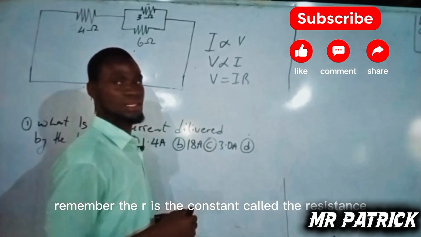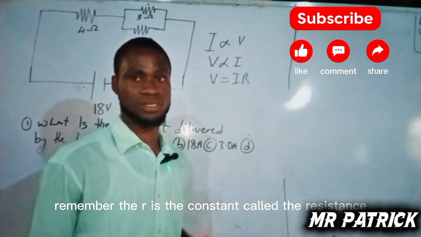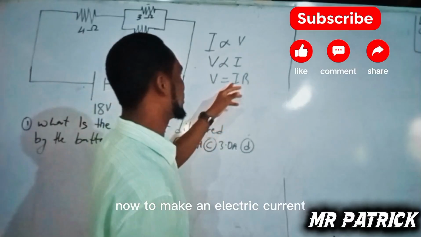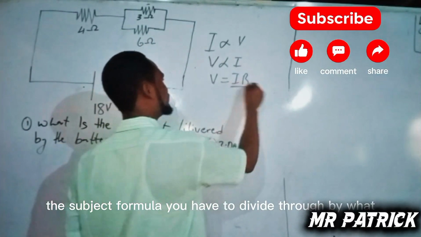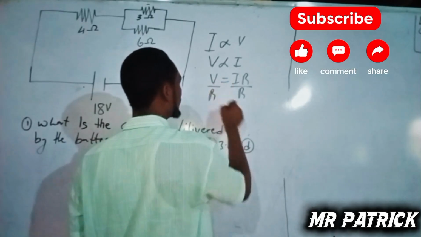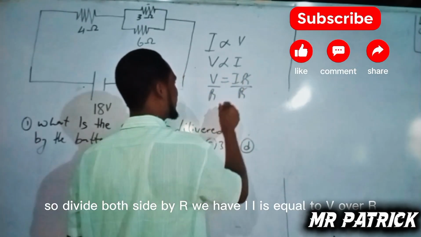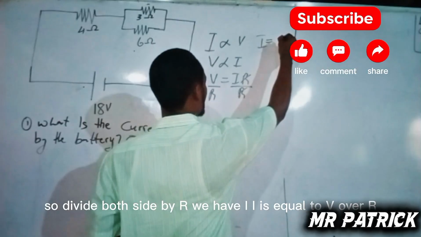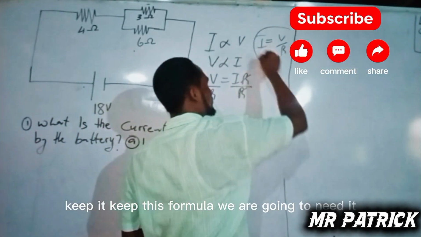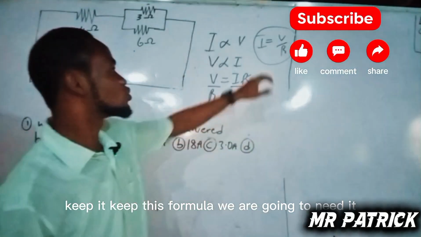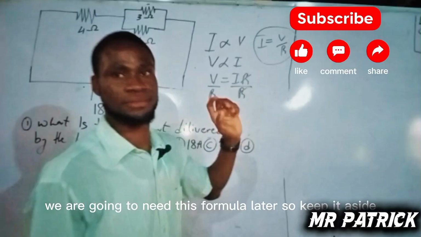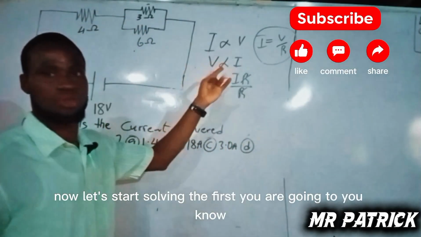Remember, the R is the constant called the resistance. So here is the formula for the volt. Now, to make electric current the subject of the formula, you have to divide through by the coefficient of I, which is R. So divide both sides by R. We have I is equal to V over R. Now keep this formula aside. We are going to need it later. Now, let's start solving.